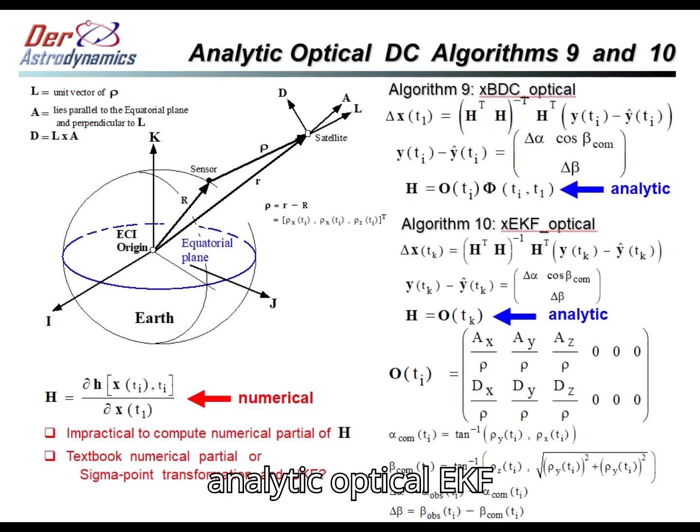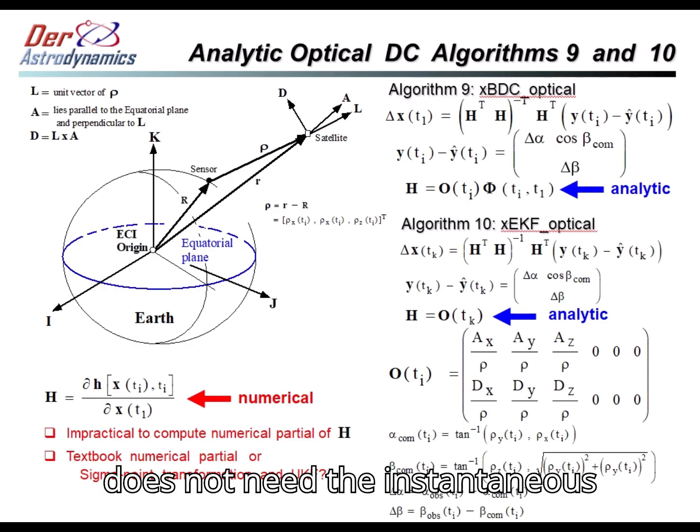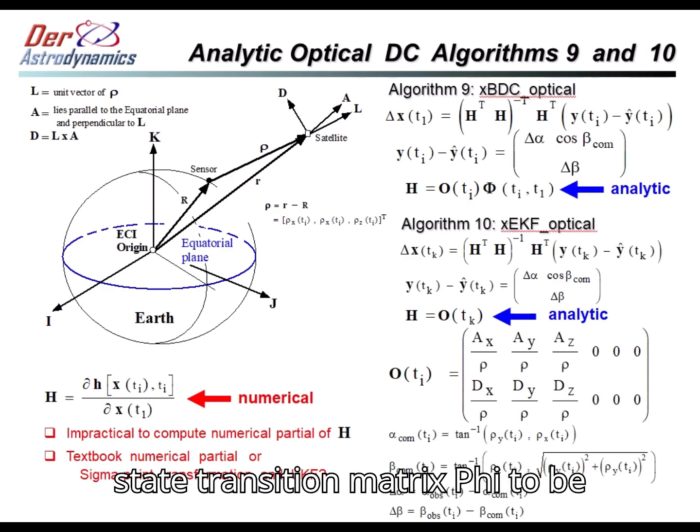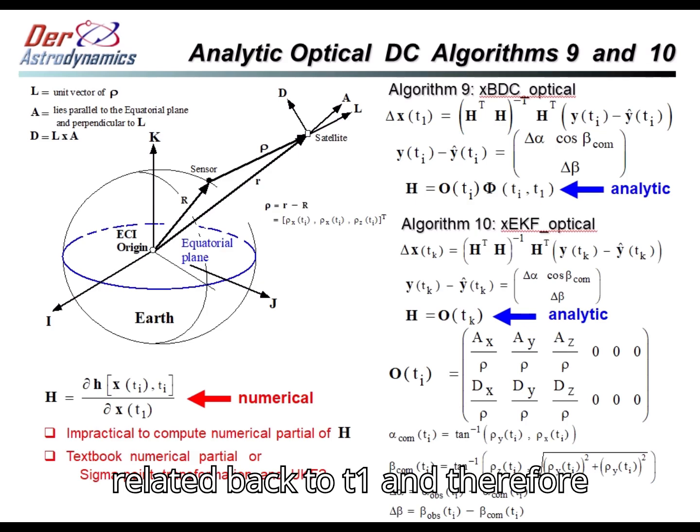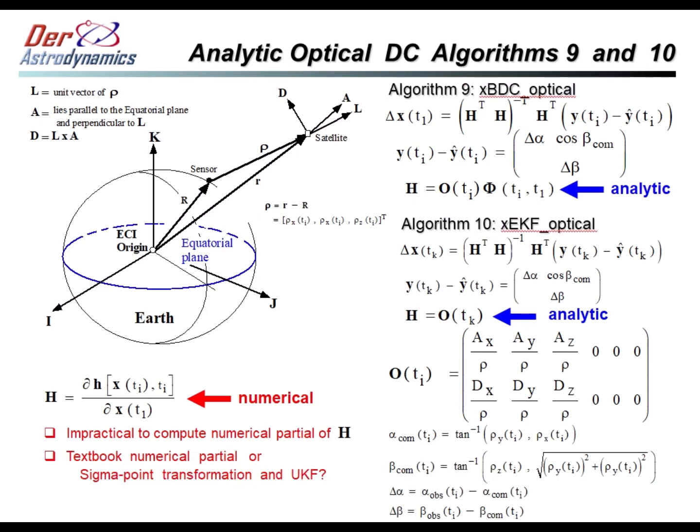However, for analytic optical EKF algorithm 10, the output state vector X Tn for optical EKF is at Tn. Delta x Tk does not need the instantaneous state transition matrix phi to be related back to T1, and therefore H Tk equal to O Tk for k equal to 1, 2 to n.